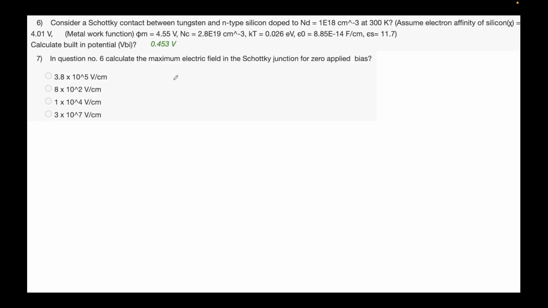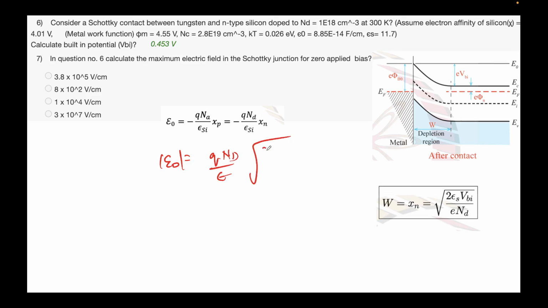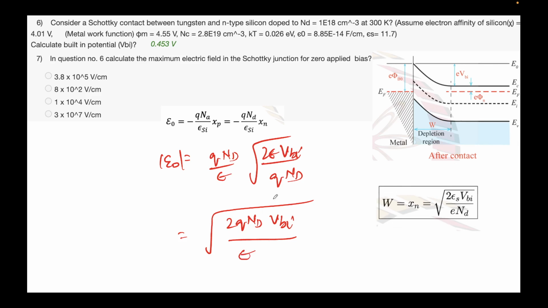The second problem requires the maximum electric field intensity. Again, this is borrowed from what we had seen in p-n junction diodes. W will be equal to X_n, because there's no X_p. The depletion is only on the n side. We need to find just the magnitude of it, so this will be q N_D over epsilon times the square root of 2 epsilon V_BI over q N_D, so it will be the square root of 2 q N_D V_BI over epsilon. You just plug in the numbers, and I believe the answer is 3.8 times 10 to the power 5 volts per centimeter, which is this option.